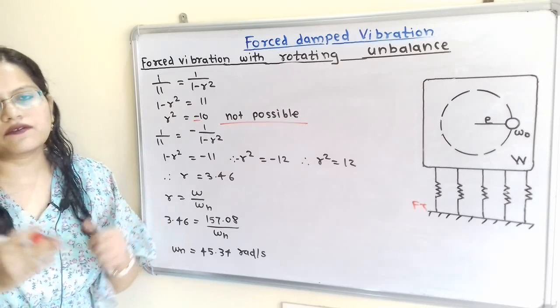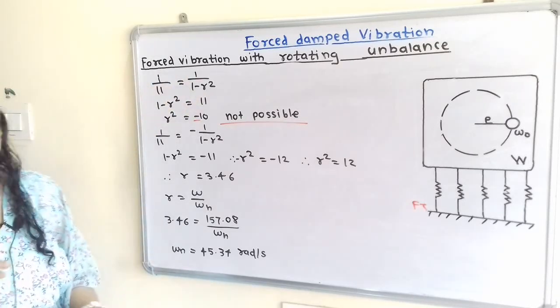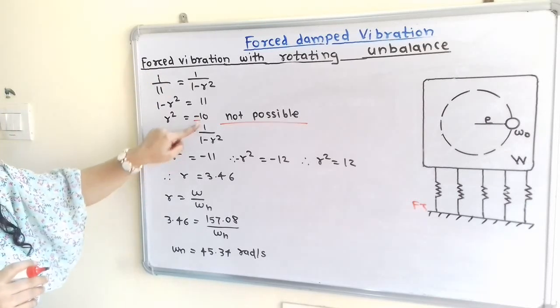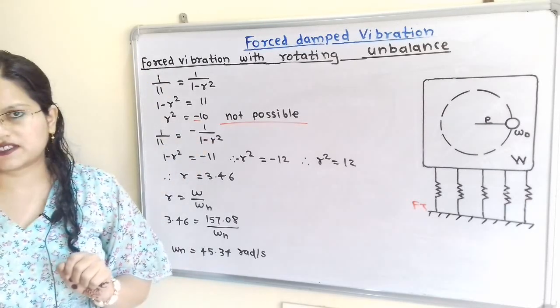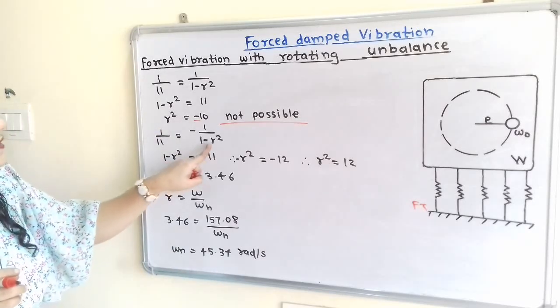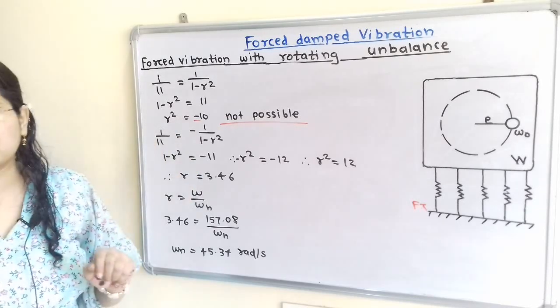So we will make here one modification. We will multiply this with minus sign. So if I take 1 by 11 is equal to minus 1 divided by 1 minus R square, then again we will cross multiply. So 1 minus R square is equal to this minus 1 into 11, that is minus 11.